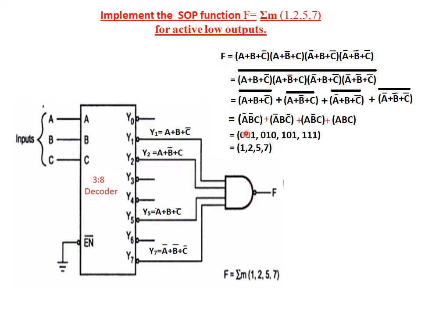Now we write the equivalent binary values, and then again the equivalent decimal values. The decimal values are 1 to 5, 7. This is the SOP expression representation. So we will obtain 1 to 5, 7 at the output of the NAND gates.